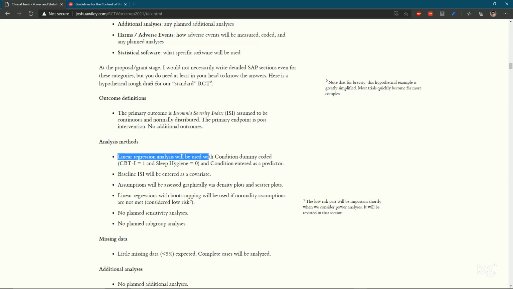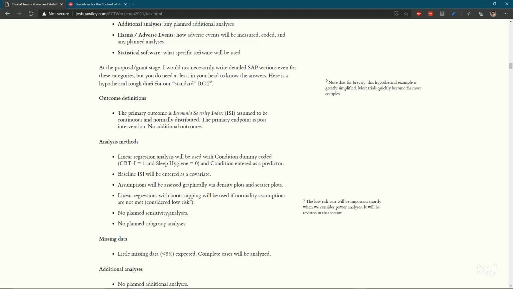So analysis methods then. Linear regression analysis will be used with condition coded, dummy coded. CBTI is 1, sleep hygiene coded 0, and condition entered as a predictor. Baseline ISI will be a covariate. Assumptions will be assessed graphically via density and scatter plots. Linear regressions with bootstrapping will be used if normality assumptions are not met, and this is considered low risk. I'm going to revisit this when we come back into the power analysis. No planned sensitivity analyses, no planned subgroup analyses.